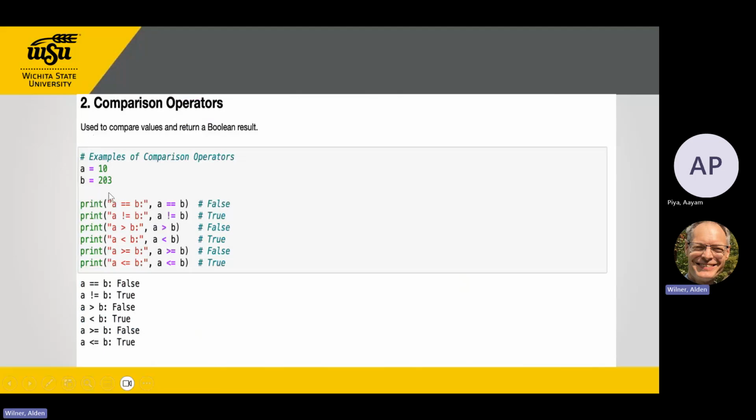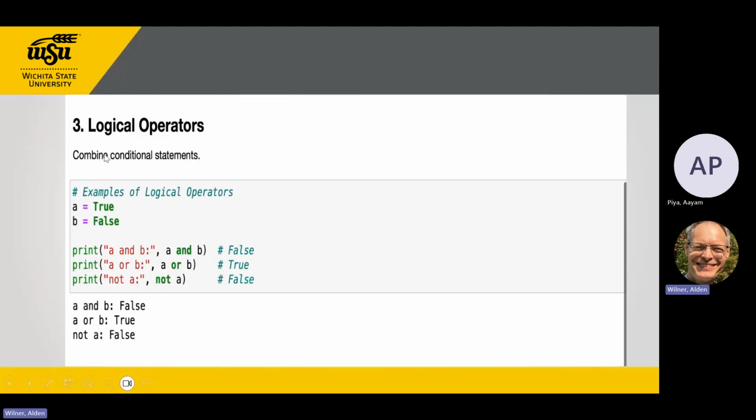Bad joke. Comparison operators. A is 10, B is 203. Are they equal? False. Are they not equal? True. Is A bigger than B? Nope. That's false. Is A less than B? So you see what we're doing is we're comparing two numeric operands. We're returning a Boolean result, true or false. Logical operators is how we work with those Boolean values.